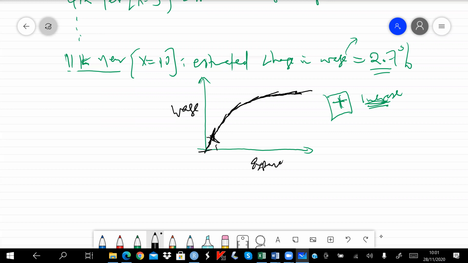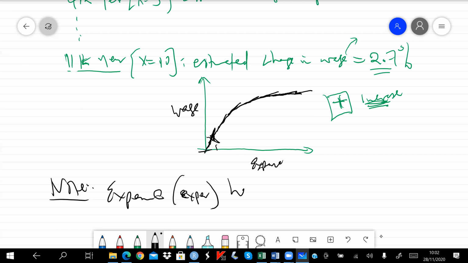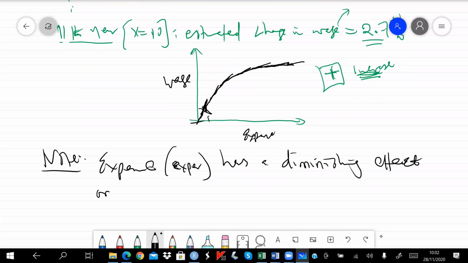So we can say that experience, in this case a variable we're calling experience, has a diminishing effect on wage. That is, it is increasing at a decreasing rate.